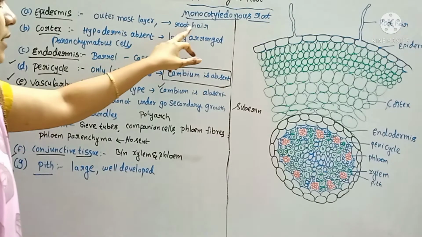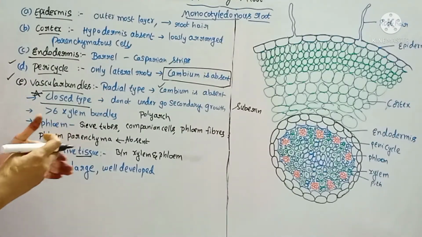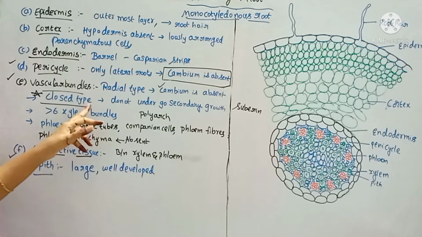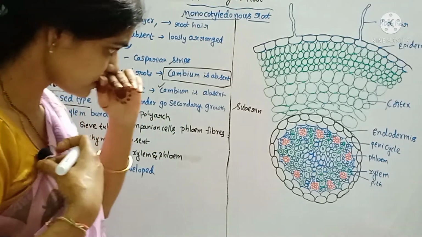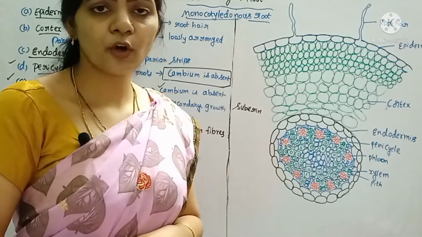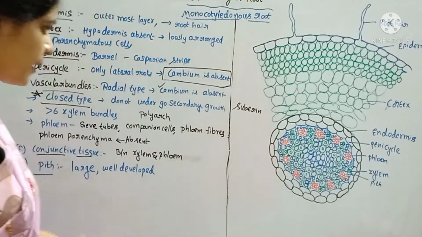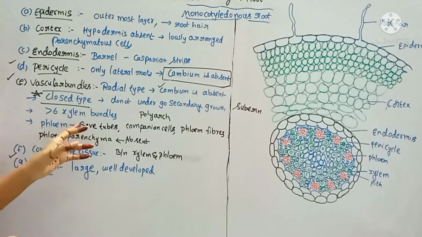Closed type of vascular bundles are present in the monocotyledonous root because there is no cambium formation between the xylem and phloem, and they are closed for secondary growth. So what type of vascular bundles? Closed and radial vascular bundles, and they do not undergo secondary growth. And in dicot roots, how many vascular bundles are present? Nearly 6, that is the hexarch condition. But here in the monocotyledonous roots, more than 6 xylem bundles are present.